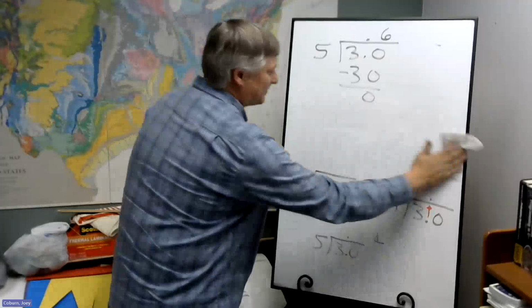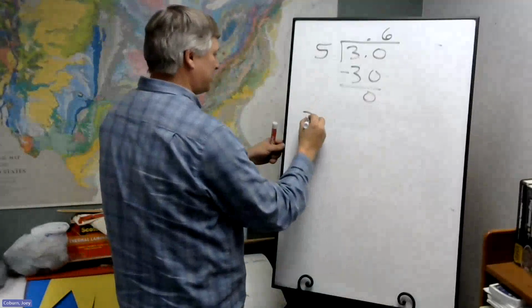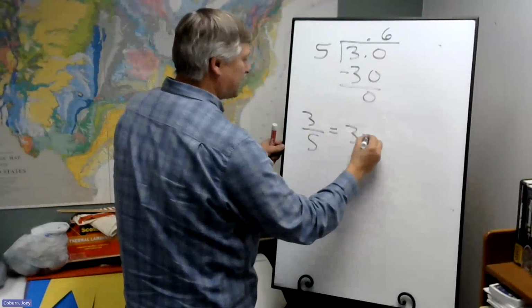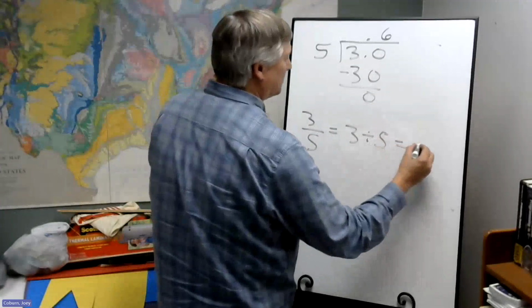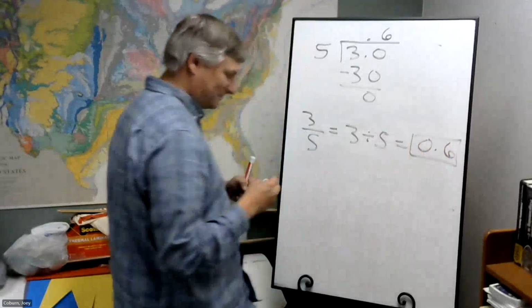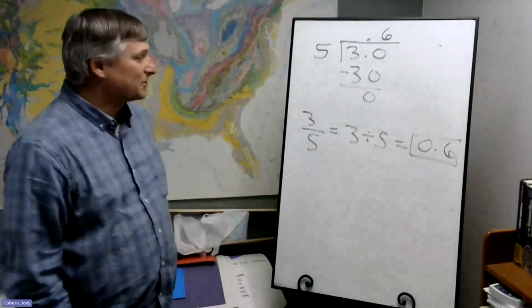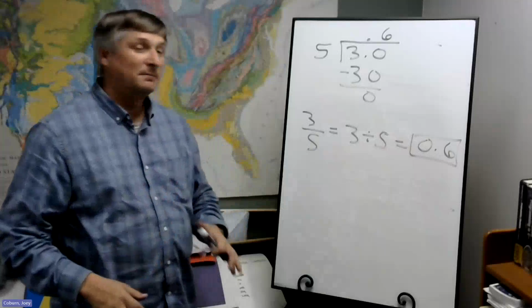So what this says is that 3/5, which is the same as 3 divided by 5, is equal to 0.6. And that's how we convert a fraction into a decimal. So any questions about that, let me know.